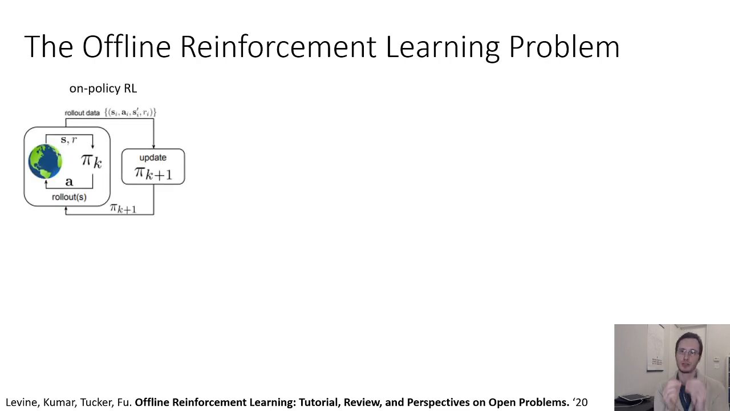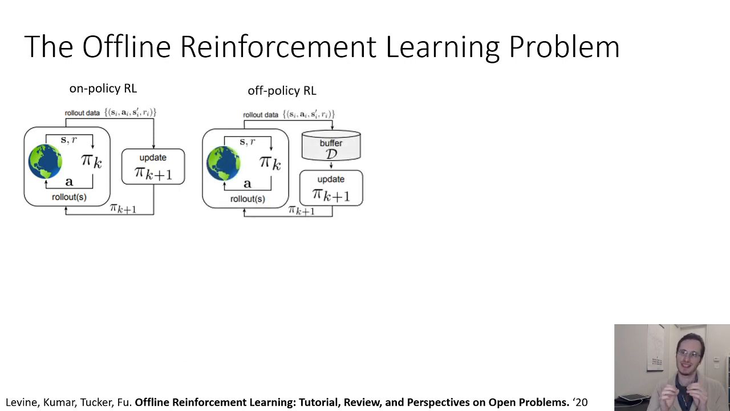Standard reinforcement learning operates on policy, which means that we collect some data, use that data to improve our policy, then throw it out and use the improved policy to collect more data. We can extend this to the off-policy setting, where all the data that we've collected can be stored in a buffer. But we still need to use the latest policy to collect additional data.